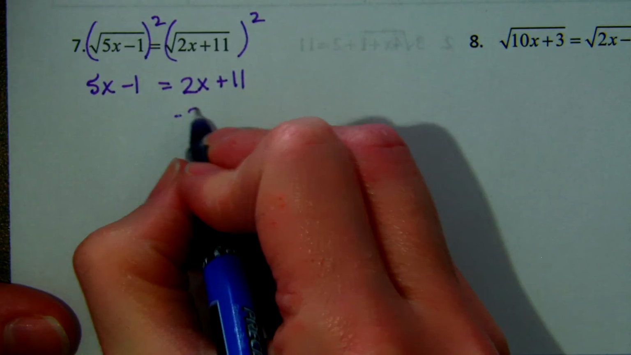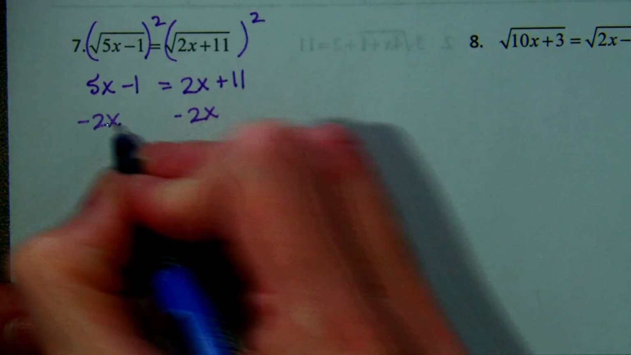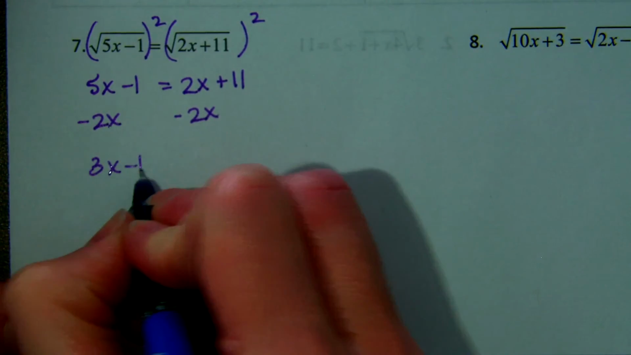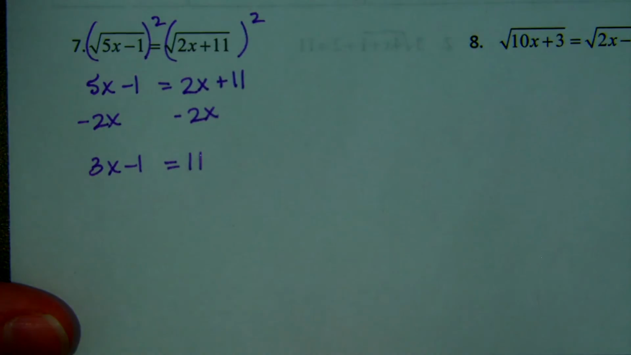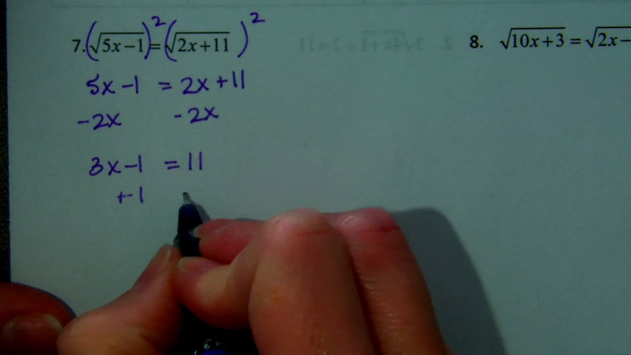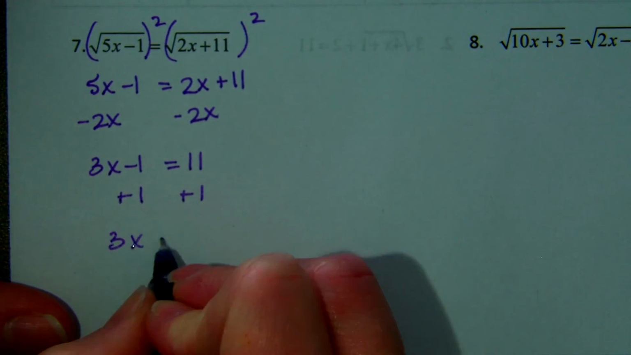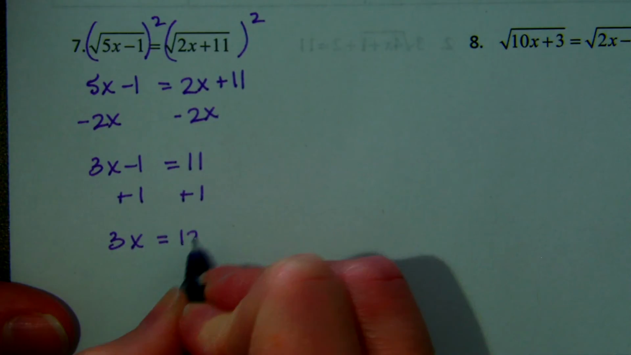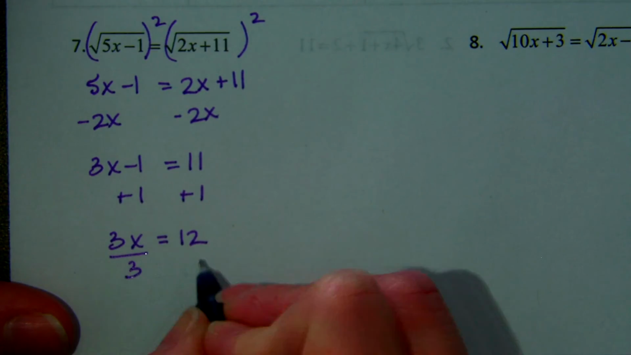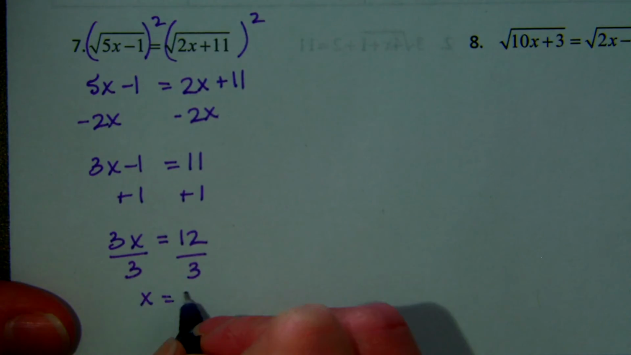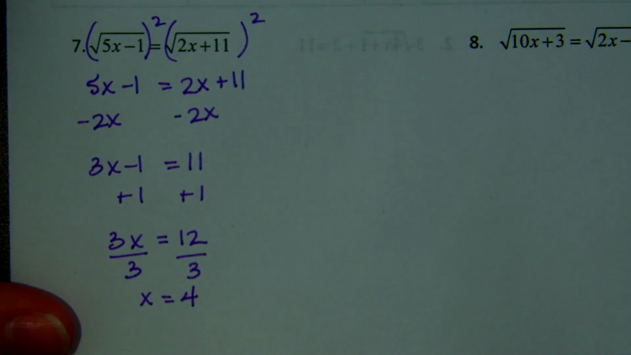And then we solve for x, so subtract the 2x, and you get 3x minus 1 is equal to 11. Add 1 to both sides, and you get 3x is equal to 12. Divide by 3. x is equal to 4.